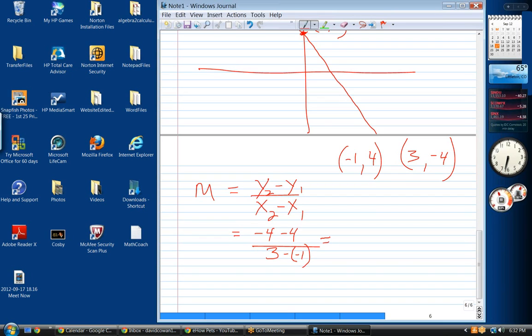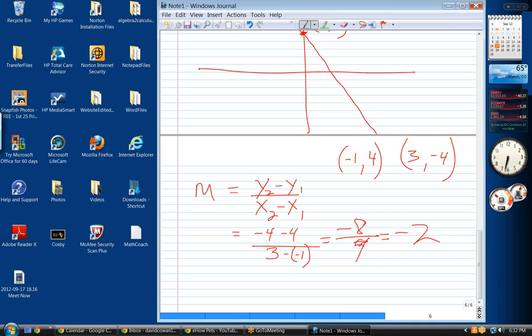Okay, so what's the numerator equal to? So then that would equal -8 over 4. So that's -2. Okay, so that's our slope.